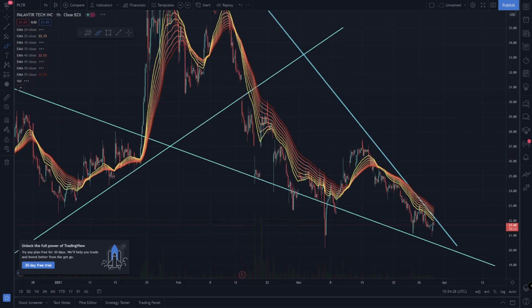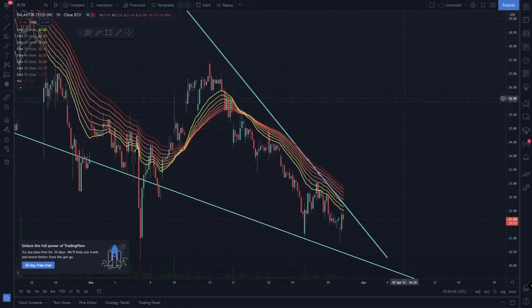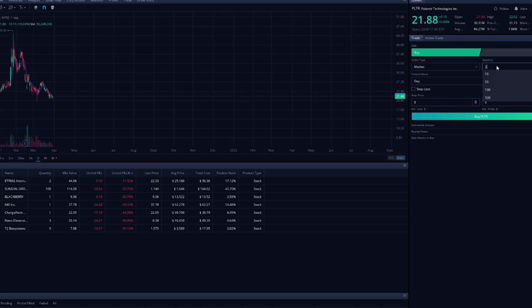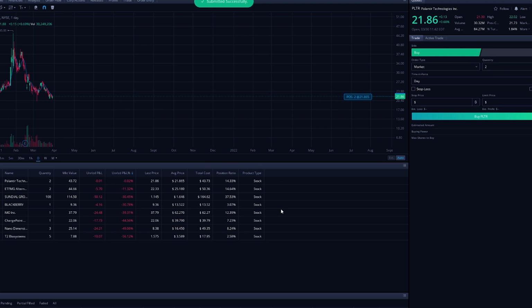I do like the way this looks, so I am planning on putting in an order for a couple of shares right now. Alright, so market order, 2 shares of Palantir. Yep, buy it. Alright, cool. So now I got my 2 shares of Palantir.